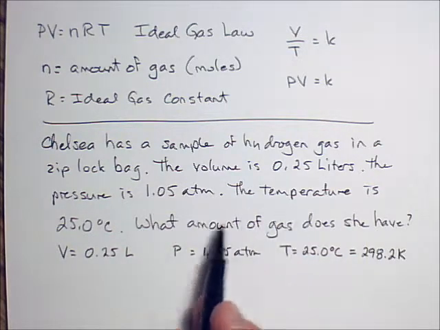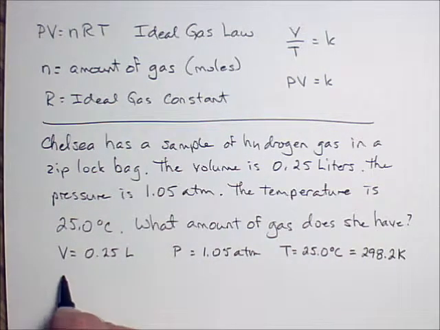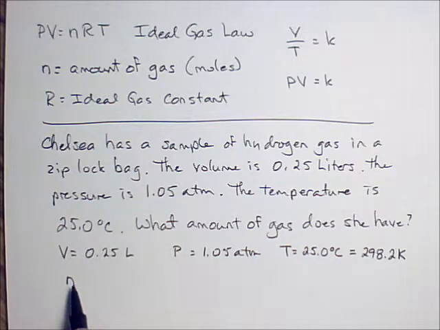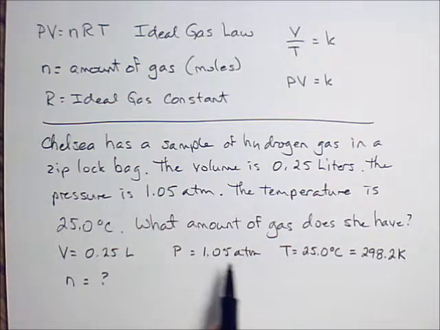What kind of symbol are we going to have for that? The symbol is N, because you don't know that. It's the amount of gas. N is how we measure it in moles, okay? So that's right. All right, now, so we got V, P, T, and N.